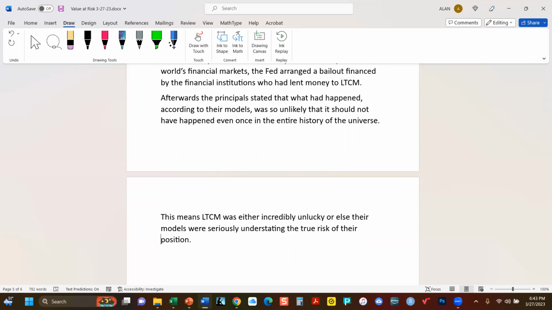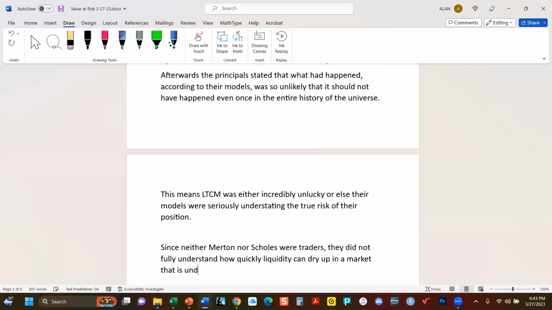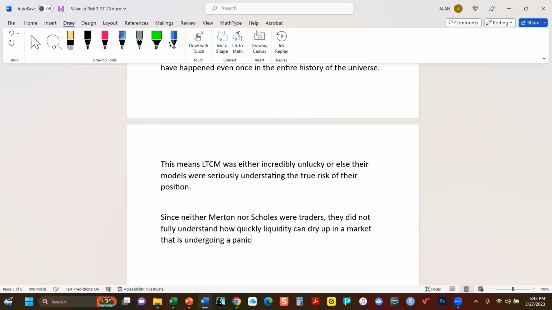And then on top of that, since neither Merton nor Scholes were traders, they did not fully understand, apparently, how quickly liquidity can dry up in a market that is undergoing a panic. In other words, according to their models, anytime something started to go wrong, they could simply unwind their positions and minimize the losses, but they didn't realize they could get stuck like this, where they're trying to sell bonds that nobody's willing to buy.